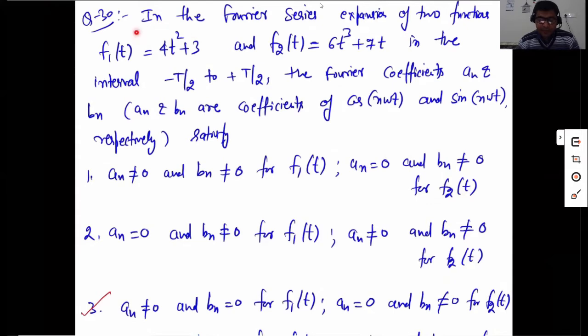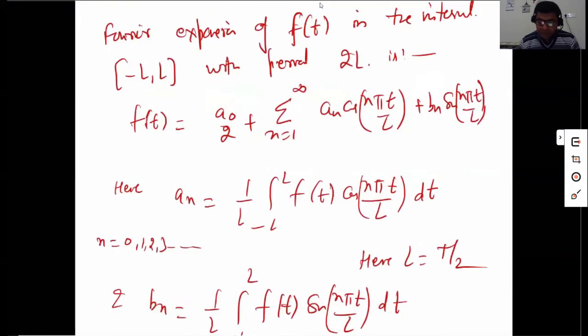If we look carefully, the function f1(t) is an even function of t, and f2(t) is an odd function of t. We know that in the Fourier expansion of an even function, the a n are the coefficients expected to be non-zero, and b n will be 0. If we look at the Fourier series expansion of any function f(t), where f(t) is periodic in the interval minus L to L with period 2L, here L is T by 2, given to us, minus T by 2 to plus T by 2. So this is the expression for the Fourier series expansion, and a 0 and a n are calculated by this formula, 1 over L integral from minus L to L, where the period of the function is 2L and it is defined in minus L to L.